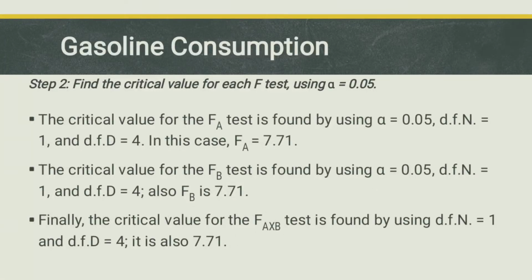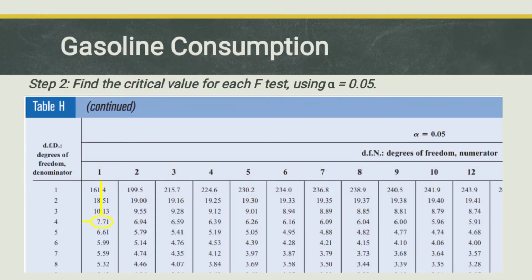The critical value for the F value of factor A is found by using alpha 0.05, degrees of freedom numerator is equal to 1, and degrees of freedom denominator is equal to 4. In this case, the critical value for the first factor is 7.71, same with the second factor and the interaction of both factors. So 7.71 din ang kanilang critical value. Okay, so yan pinakita lang dyan kung paano nakuha yung critical value na 7.71.